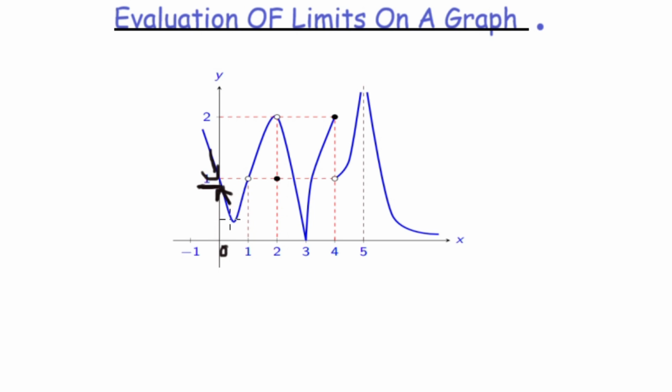Also, the right hand limit is 0. Now, the second condition is that f of 0 must be defined, right? And mapping from 0, we can clearly see that f of 0 is defined. I know it might not be clear right now, but let's look at the other examples and this will be clearer once we are done.